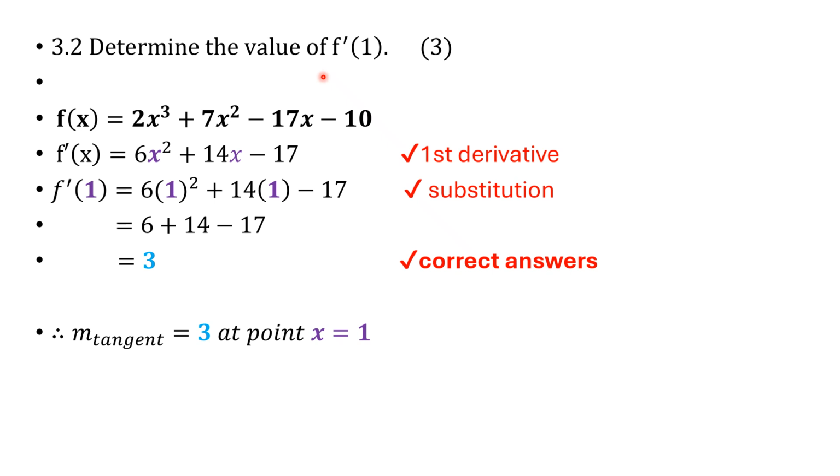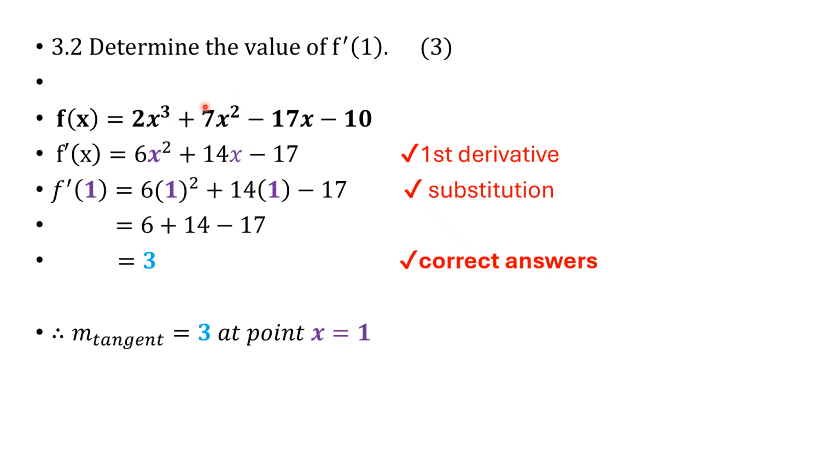Determine the value of f prime 1. So f prime meaning I have to find the first derivative and then substitute 1 in the first derivative. So we have f of x equal 2x cubed plus 7x squared minus 17x minus 10. First mark, can we find the first derivative? So therefore it becomes 3 times 2, which is 6. 3 minus 1, which then gives me 2.